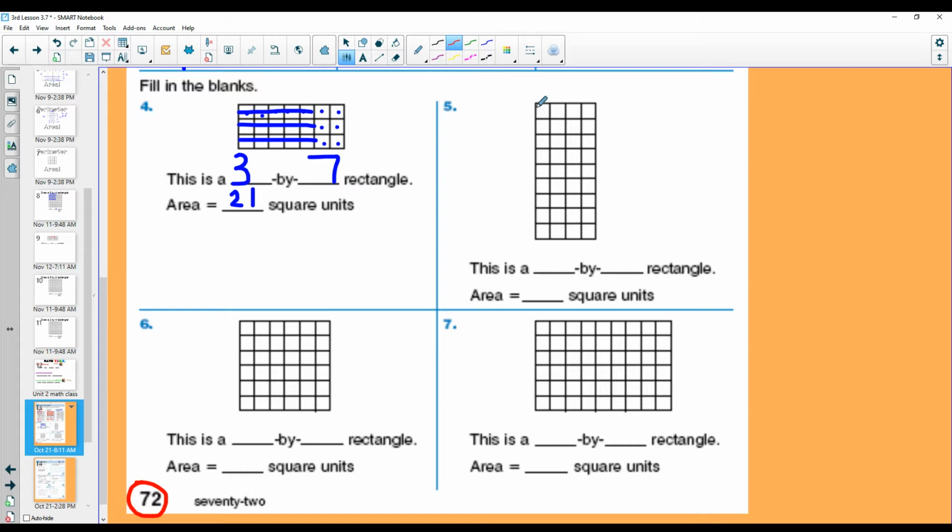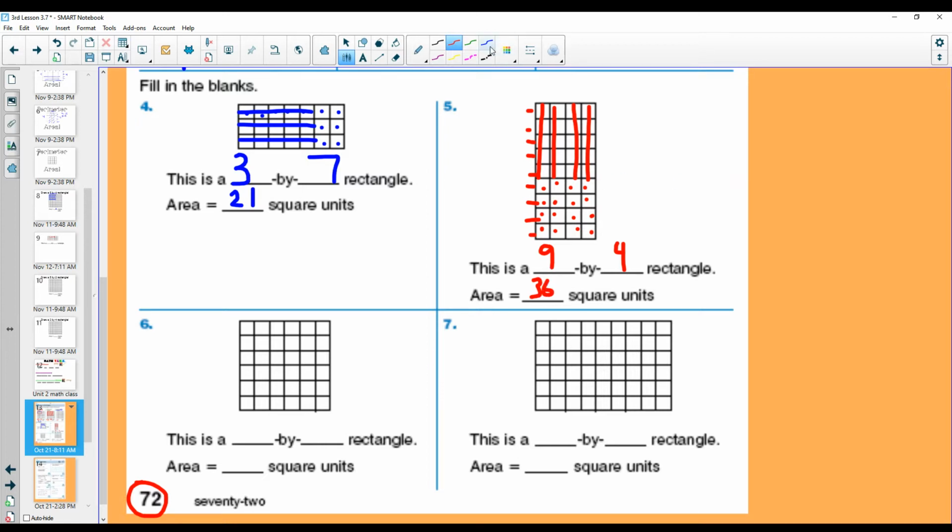This is 1, 2, 3, 4, 5, 6, 7, 8, 9. 9 by how many? 1, 2, 3, 4. And if you got a 4 by 9, I'm okay with that answer too. All right, so let's count. Remember, I like to count by fives. 1, 2, 3, 4, 5, 10, 15, 20, 21, 22, 23, 24, 25, 26, 27, 28, 29, 30, 31, 32, 33, 34, 35, 36. The area is 36.